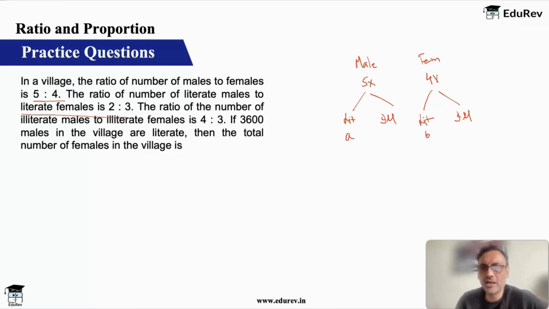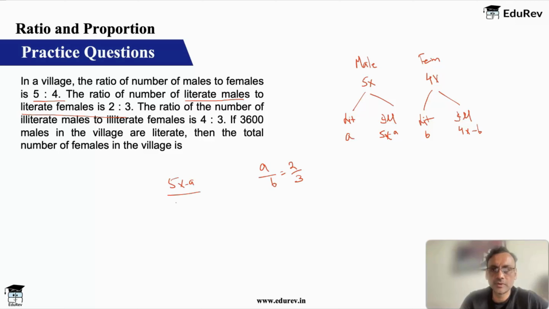Let's say literate is A and literate is B. We assume this. So illiterate will be, total is 5x, so illiterate will be 5x minus A. And here illiterate will be 4x minus B. This is simple. So at least we have some values. So ratio of the number of literate males to literate females, that means A by B is 2/3. And ratio of the number of illiterate male to illiterate female is 5x minus A upon 4x minus B is 4/3.